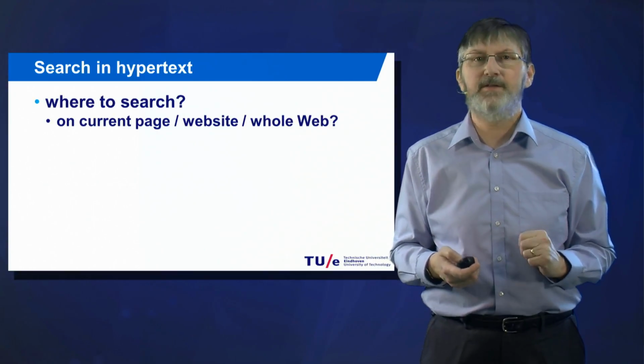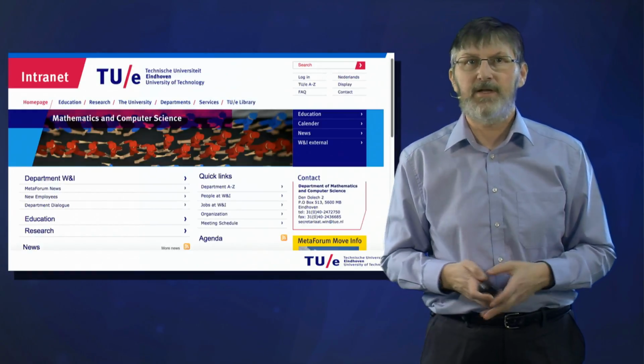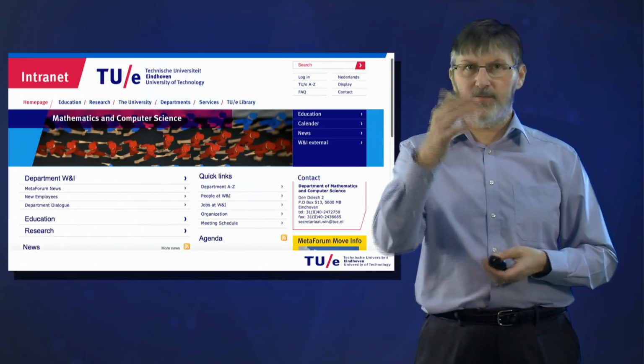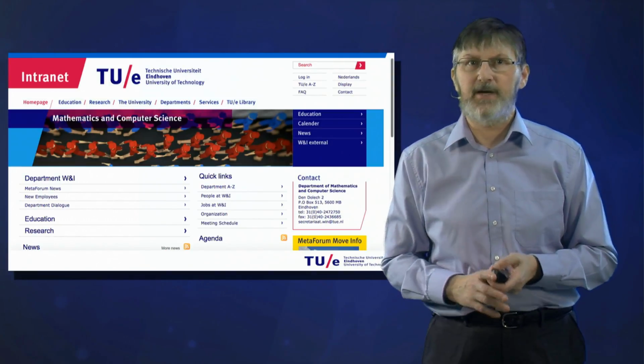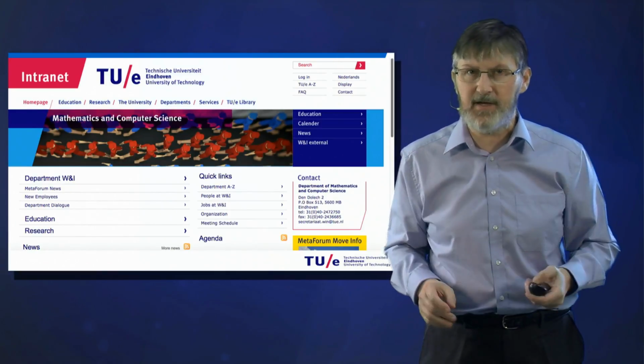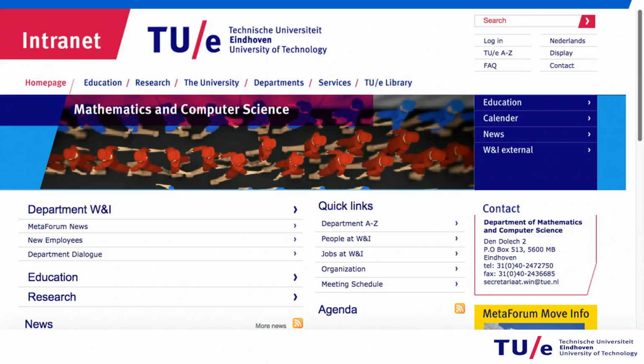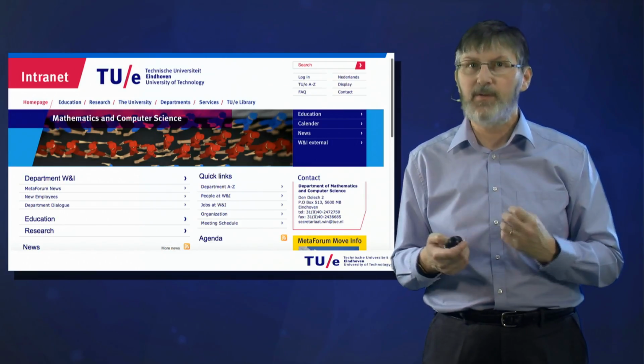Let us look at a web page from the Eindhoven University of Technology. What I did is I went to the website of the Department of Mathematics and Computer Science. So I did not go to the TUE website, I went directly to the website of our department. And you can see that, right? It's the intranet, and you see mathematics and computer science, and at the top right, you see a text field that is called search.